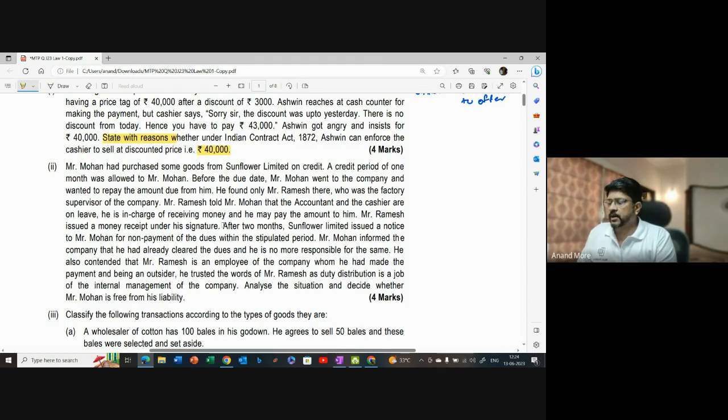Mr. Ramesh issued a money receipt under his signature. Okay, money receipt is also issued. This is very important. Issued a money receipt under his signature. After 2 months, Sunflower Limited issues a notice to Mr. Mohan for non-payment of the dues within the stipulated period of time. Mr.